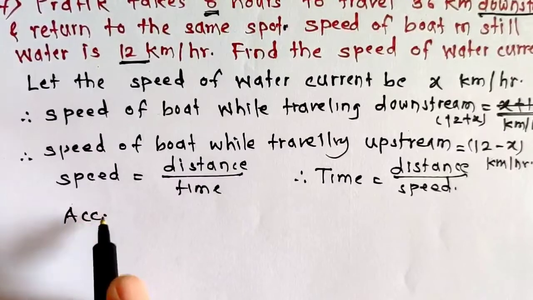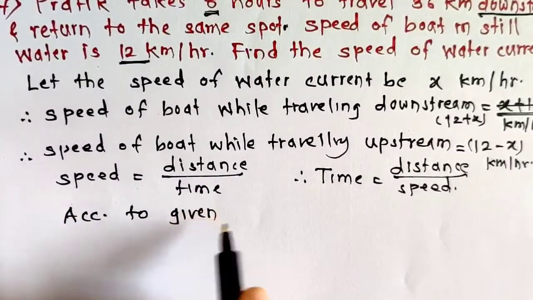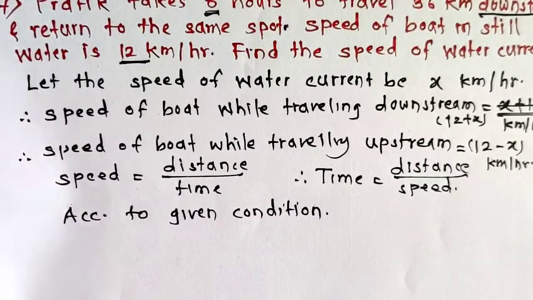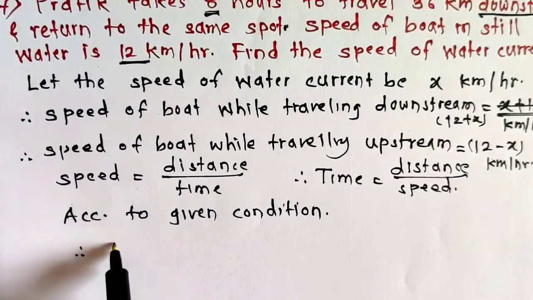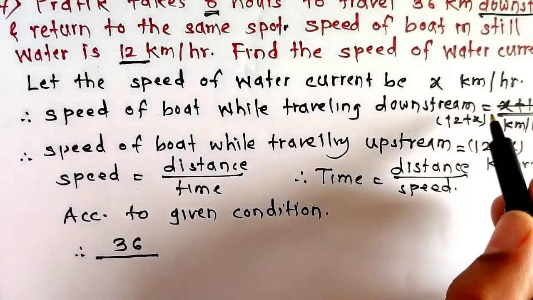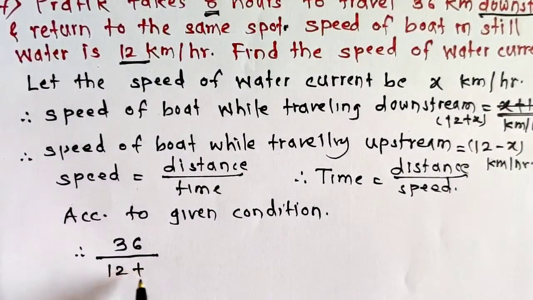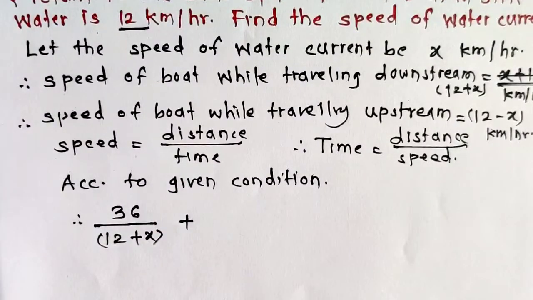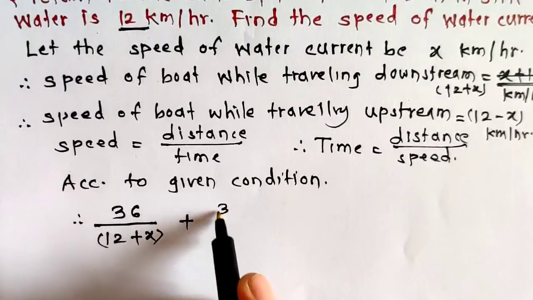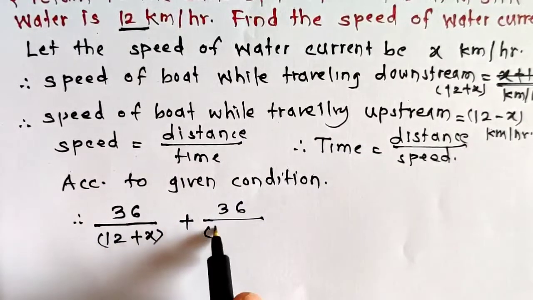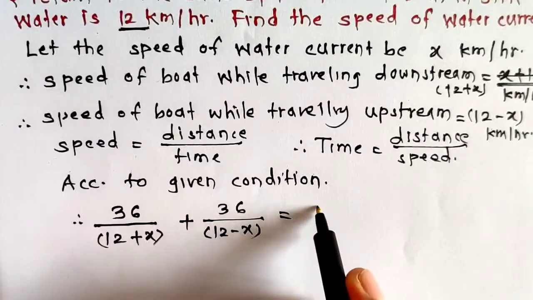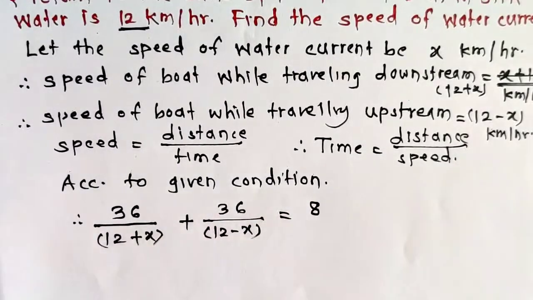Therefore, according to the given condition, what do we get? 36 kilometer downstream. So time required is equal to 36 kilometer divided by speed in the downstream, 12 plus x. This is the time required, plus the time required to travel upstream, again the same distance 36 kilometer, but the speed is 12 minus x, is equal to 8 hours. So here we get this equation.